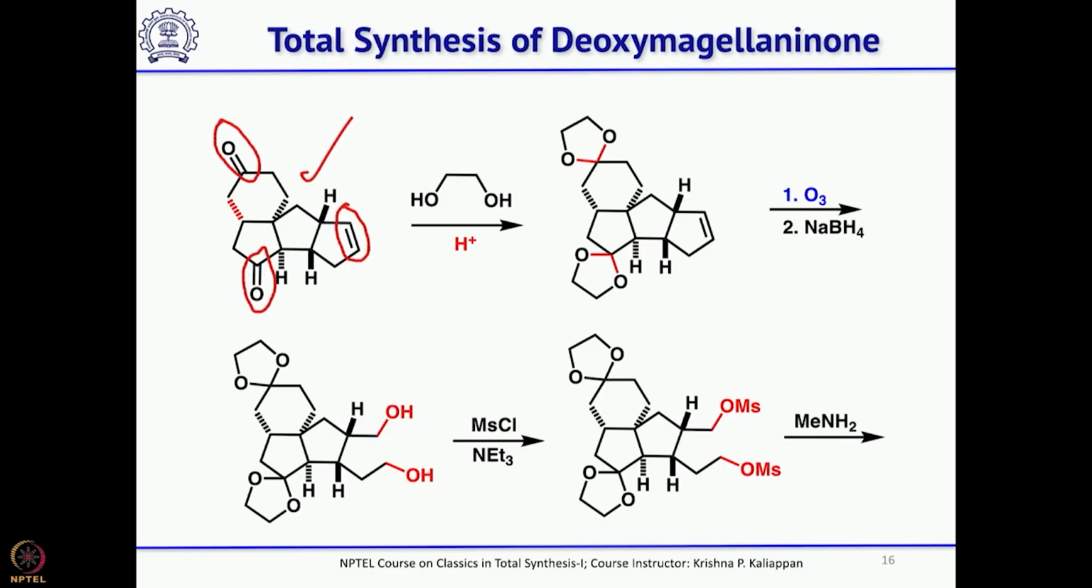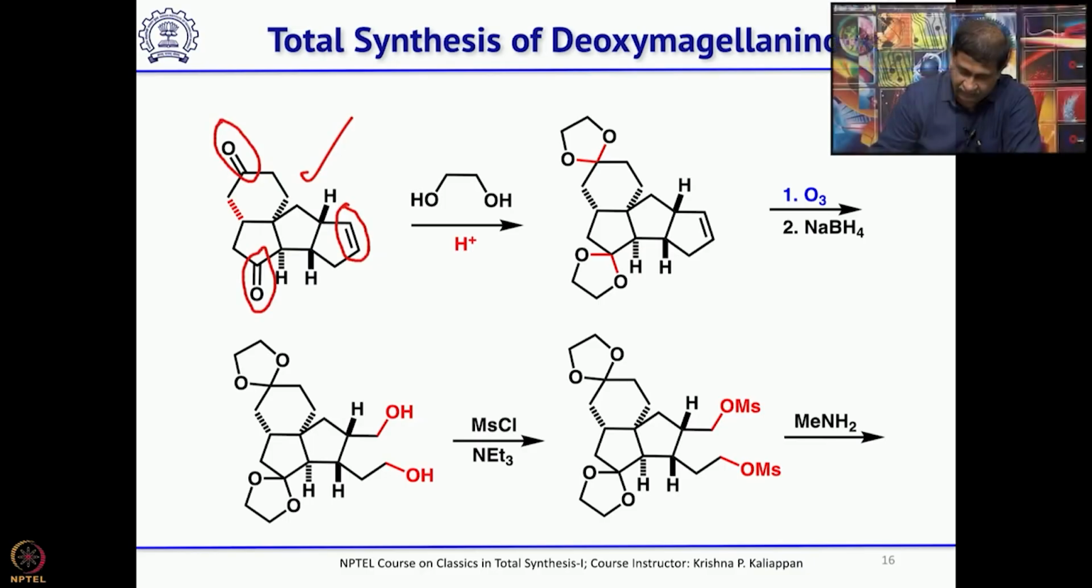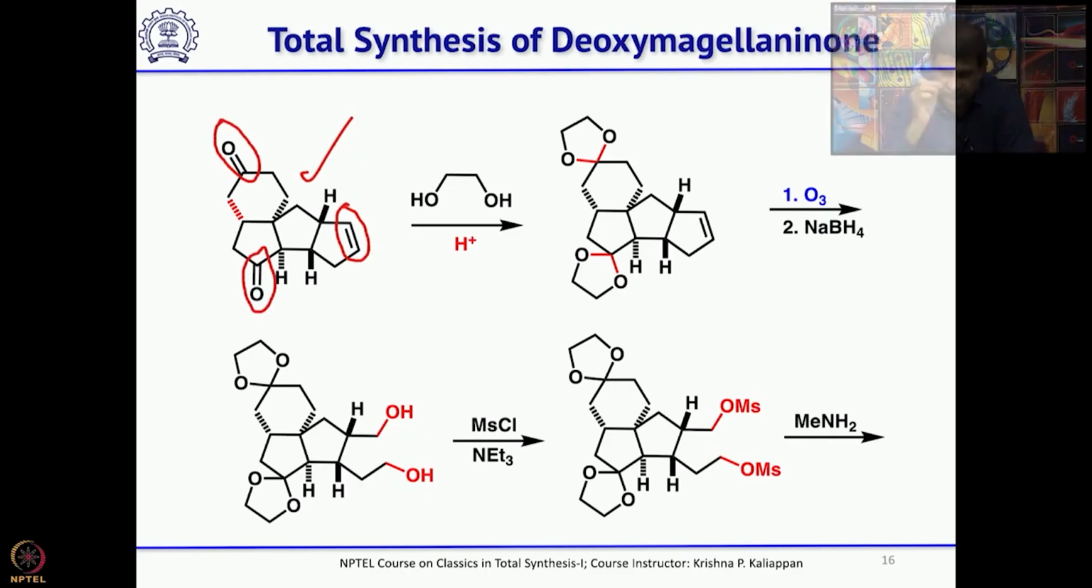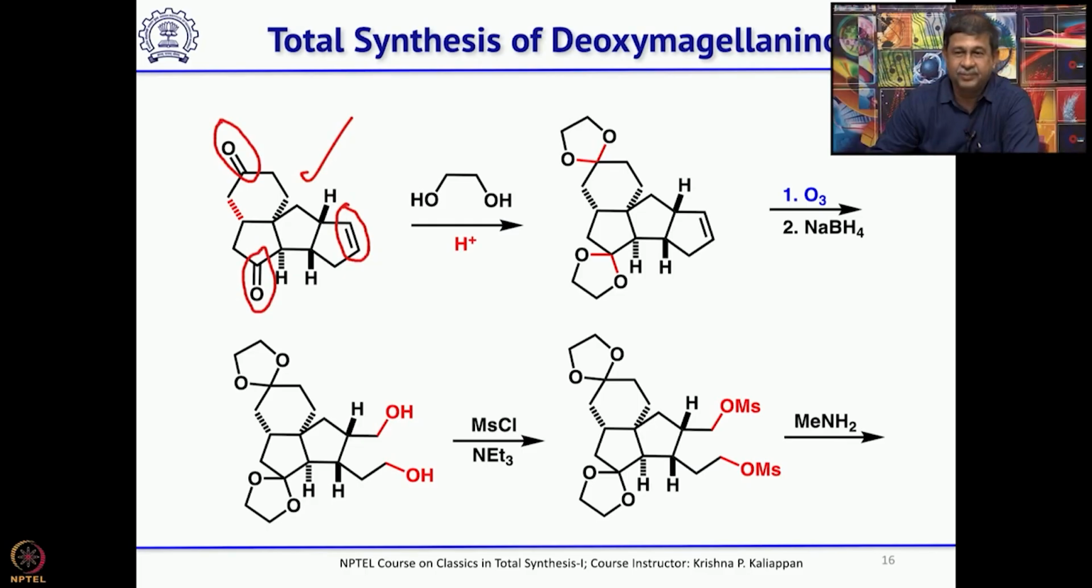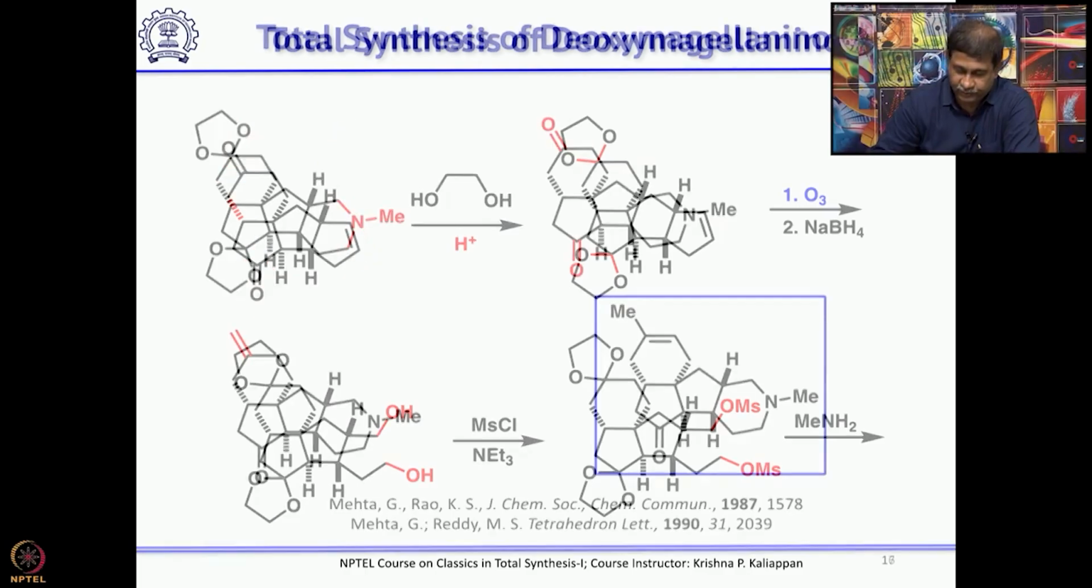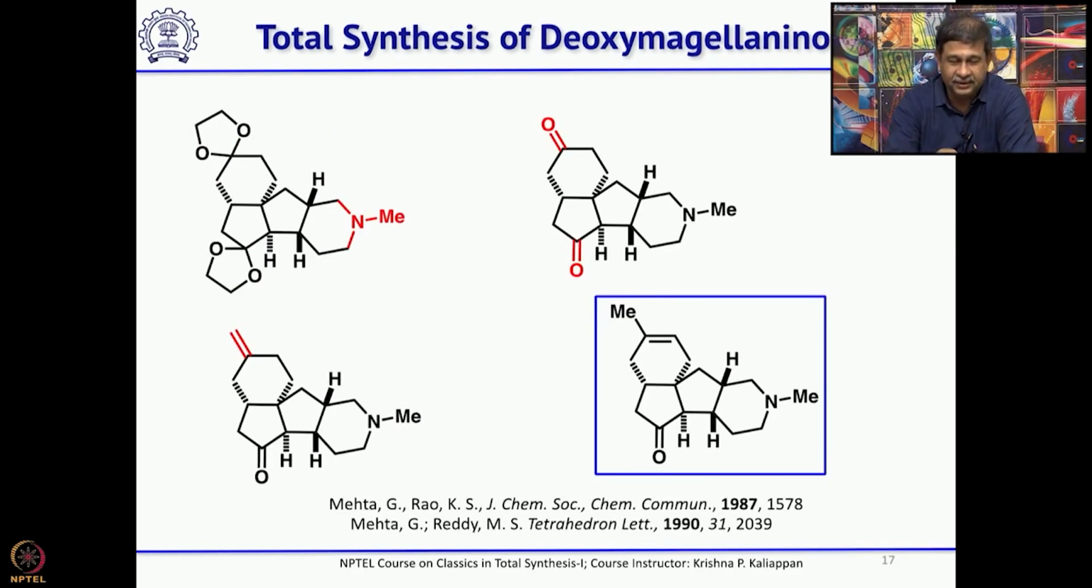In situ you reduce that aldehyde, you get the diol. The diol was treated with mesyl chloride to get the dimesylate. So, basically what you are doing is you are converting the hydroxyl group into a better leaving group. This upon treatment with methylamine, if you reflux with methylamine, it will undergo 2 SN2 displacements to get this compound.